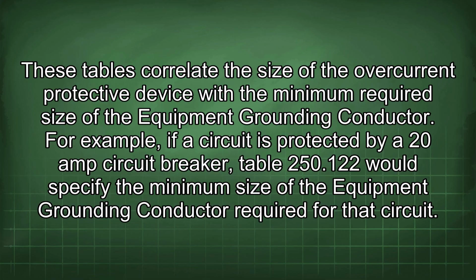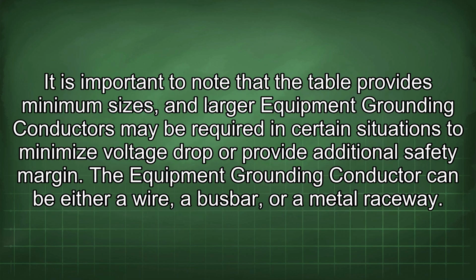For example, if a circuit is protected by a 20-amp circuit breaker, Table 250.122 would specify the minimum size of the equipment grounding conductor required for that circuit. It is important to note that the table provides minimum sizes, and larger equipment grounding conductors may be required in certain situations to minimize voltage drop or provide additional safety margin.